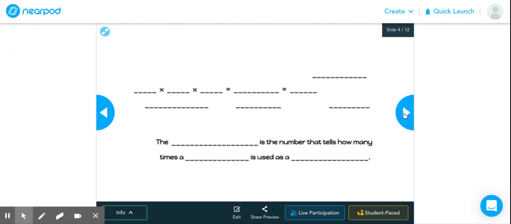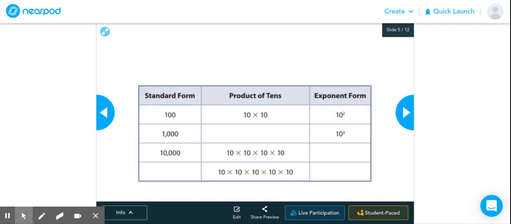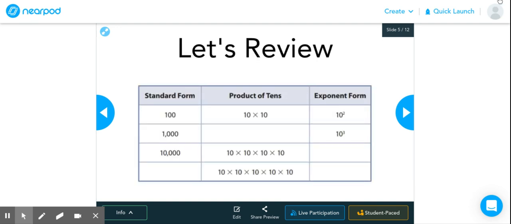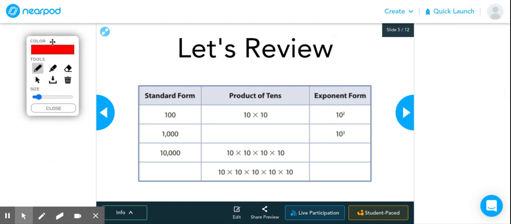All right, so taking a look at this next slide, again, this is a review from last week. And what I just talked about on the previous slide, make sure you are looking for these patterns. In this first example, I see that my standard form has 2 zeros, which means it's going to use 2 tens when written as a multiplication problem. And my exponent is a 2. So now taking a look at the second row, I have 1,000, and I'm going to use that to help me fill in the missing pieces.